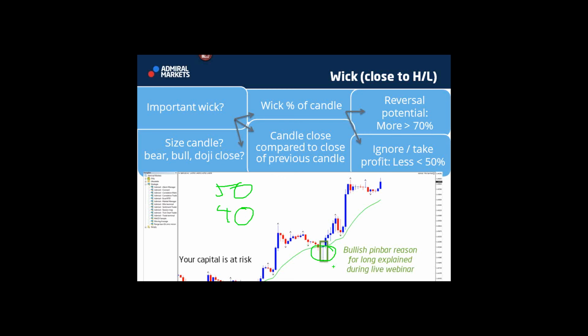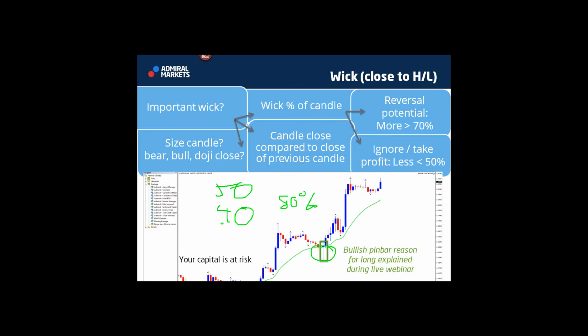So as a general rule, anything that's more than 70% wick, and in this case, if we do our math, it's about 80%, isn't it? 80% of that candle is wick. If it's more than 70, that's a lot of wick, is my rule of thumb. If it's less than 50%, then it could still be a reason to take profit, but otherwise maybe not so important. For entries, I would say, it's a bit less relevant.